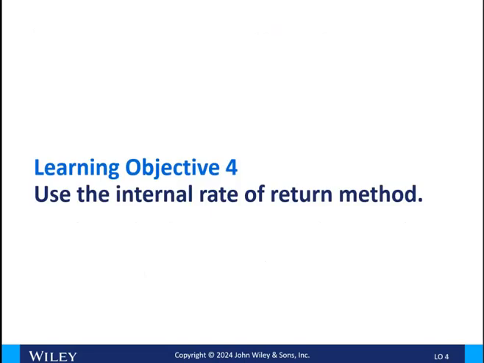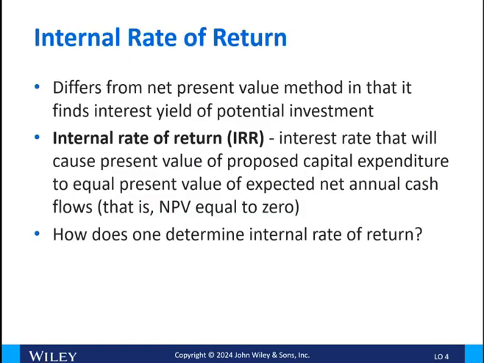Now let's look at the internal rate of return method. It differs from the net present value method in that it finds the interest yield of a potential investment. Internal rate of return is the interest rate that will cause the present value of a proposed capital expenditure to equal the present value of expected net annual cash flows. So that means that our net present value is going to equal zero. How does one determine the internal rate of return?